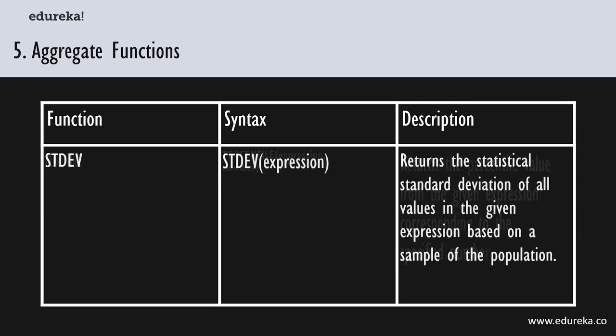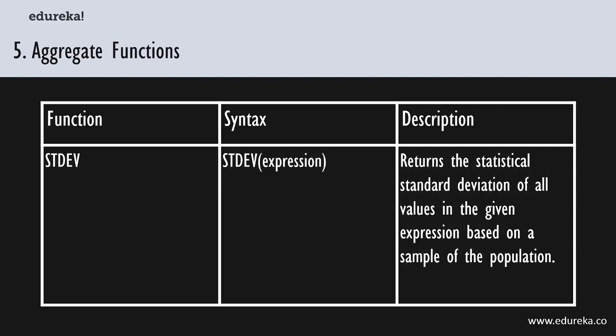Next we have standard deviation, which returns the statistical standard deviation of all values in the given expression based on a sample of the population. Now the same thing for the entire population and not the sample is the standard deviation of population. It basically returns the statistical standard deviation of all values in the given expression based on a biased population.